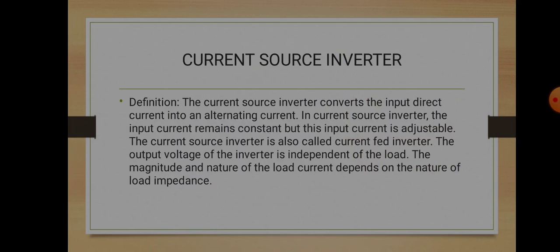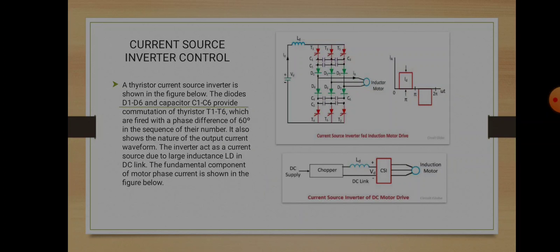Today you will see about the current source inverter. So what is this current source inverter? The current source inverter converts the input direct current into alternating current, that is, it converts DC to AC. In the current source inverter, the input current remains constant. The current will remain constant, but the voltage can be variable. So that is the nature of the current source inverter.